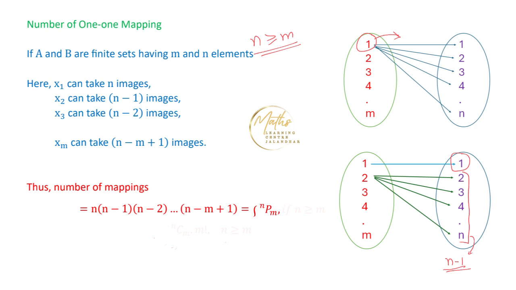nPm, where n is greater than or equal to m. And this value we can also write in this form. When n is greater than or equal to m, we can write this value nPm as nCm into m factorial. So this is the total number of 1-1 mappings from the set A to B.